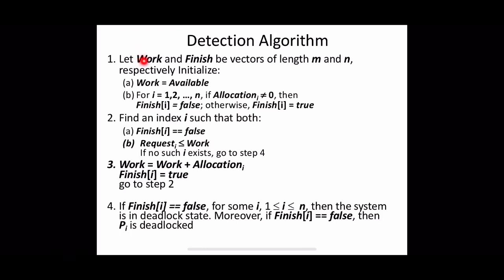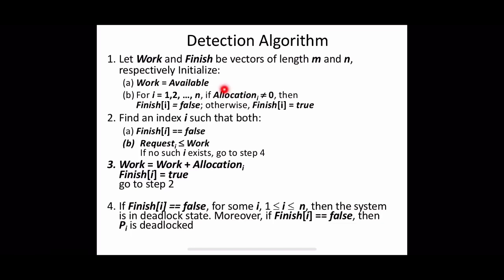Here also we are using two different vectors, work and finish. Work represents the currently available resources and finish represents the current status of different processes, that is, whether they are finished or not finished. As an initialization step, we will assign the value of the available vector into this work vector, and will assign values for different i values in the finish vector. How it is actually assigned is based on the allocation vector.